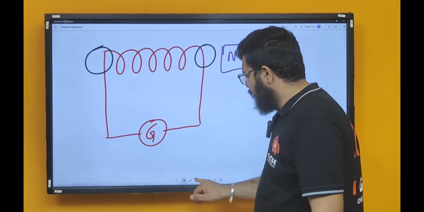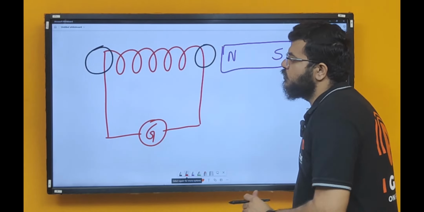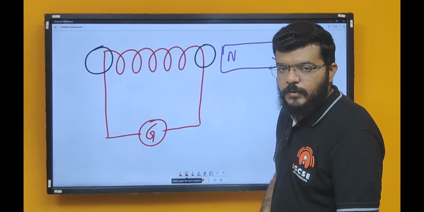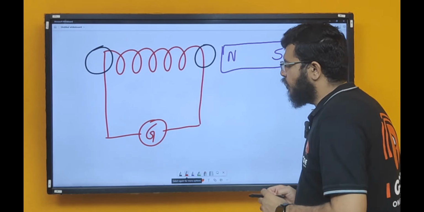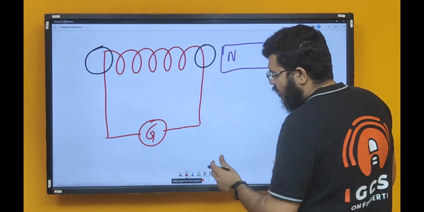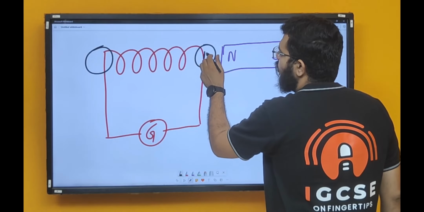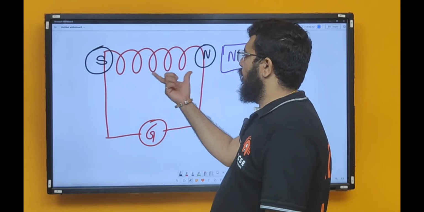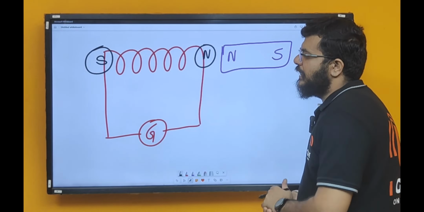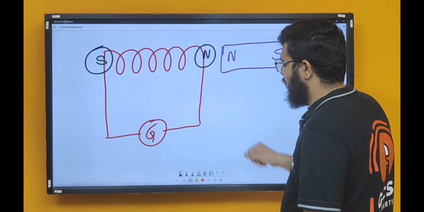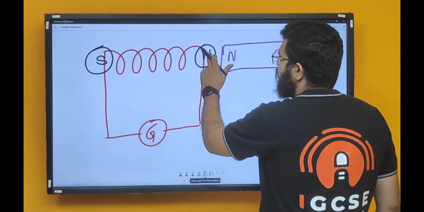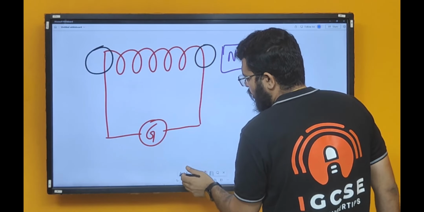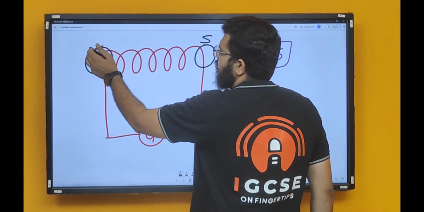Lenz said that the current produced, the current induced, the voltage induced opposes its own cause. Okay, this is the statement, but what is important to us is to understand that this would be the north pole and this would be the south pole of this coil. Why would that be? Because let's assume for just a second that instead of this being north and this south, this is south and this is north.